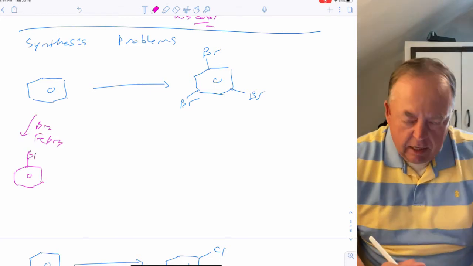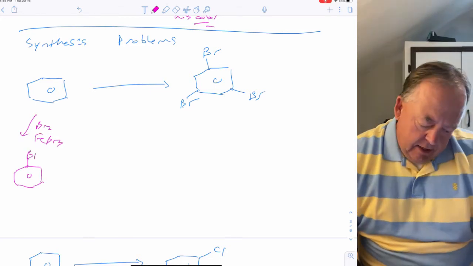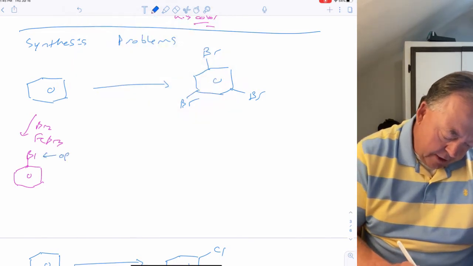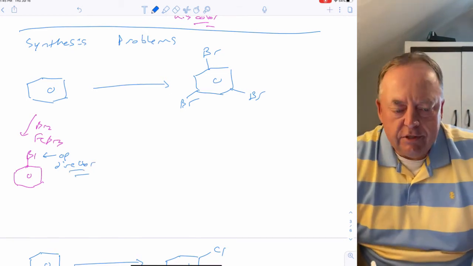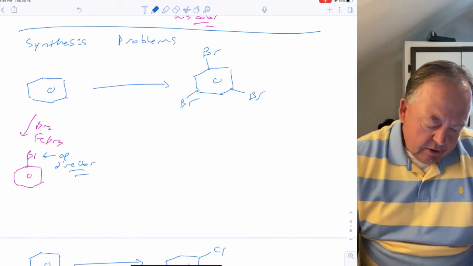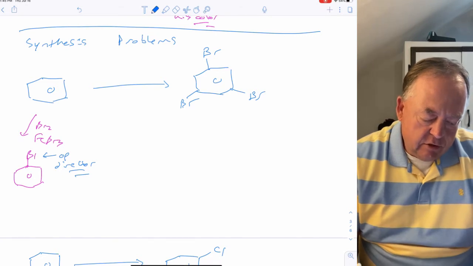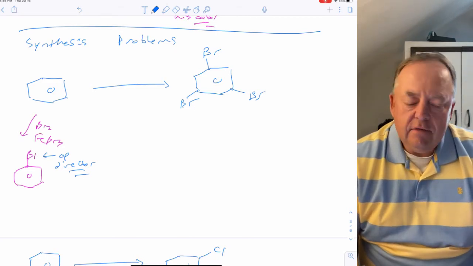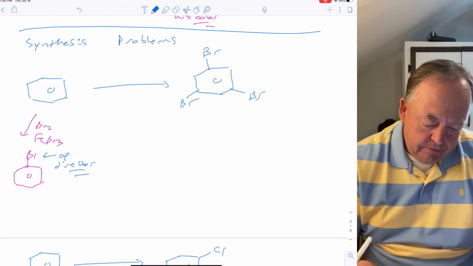So could you just do that reaction 3 times? And the answer is no. Why not? Because that is an OP director. So how are you going to get them meta to each other? This synthesis is a little bit tricky because we put something on the benzene ring to direct things to where we want them to go, and then we take it off. So it's hidden from you.